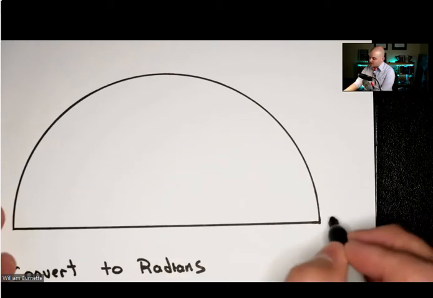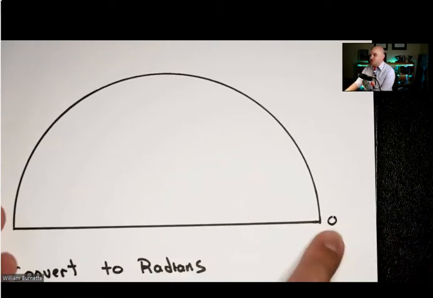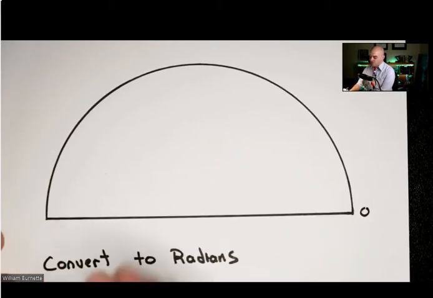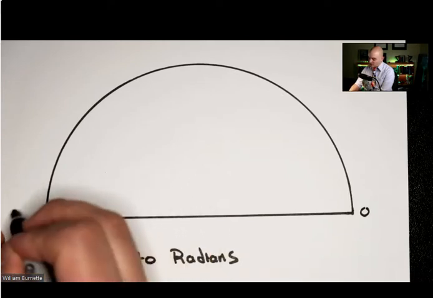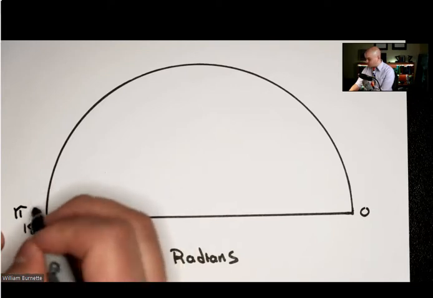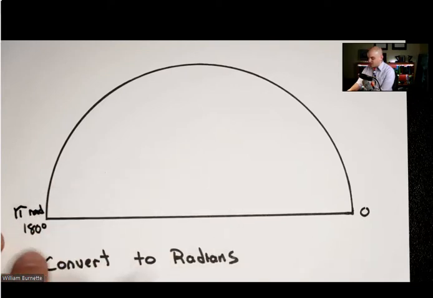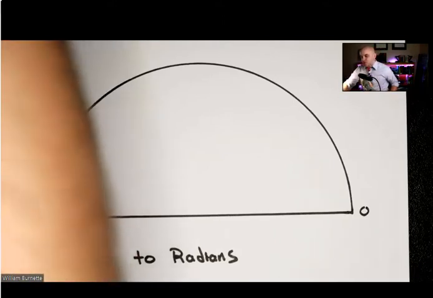And once again, this is at 0 radians or 0 degrees. And if we go halfway around the circle, we're at 180 degrees. That is the same thing as pi radians. And this is our key conversion here. If you can know that, you can easily set up ways to convert from one to the other. All right, so let's write that down.